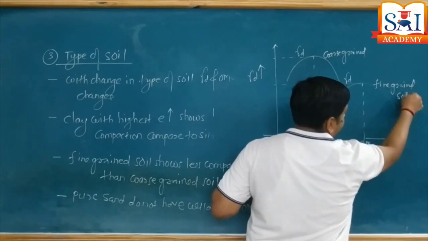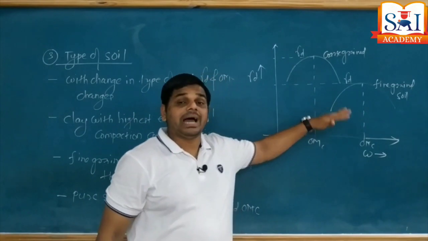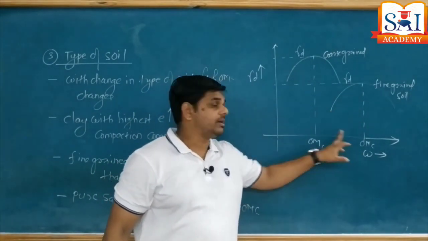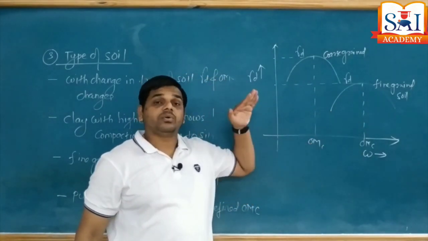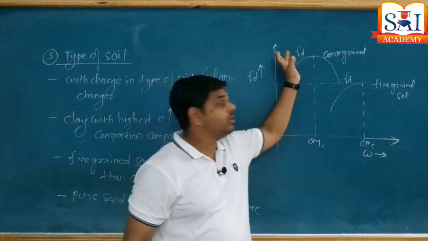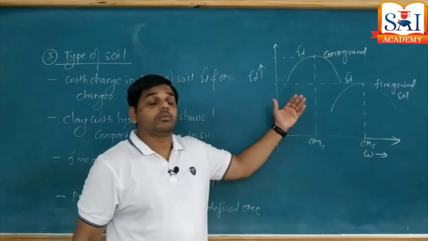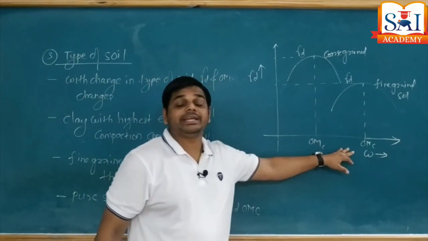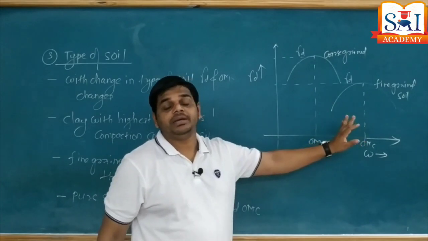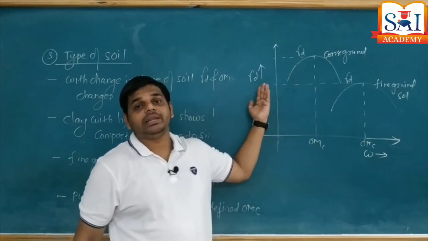What do we learn from this? Fine grained soil will have higher values of OMC compared to coarse grained soil, and coarse grained soil will have higher values of dry unit weight compared to fine grained soil. So from this graph, the compaction curve for fine grained soil is shifted to the right hand side, whereas the compaction curve for coarse grained soil is shifted to the left hand side.